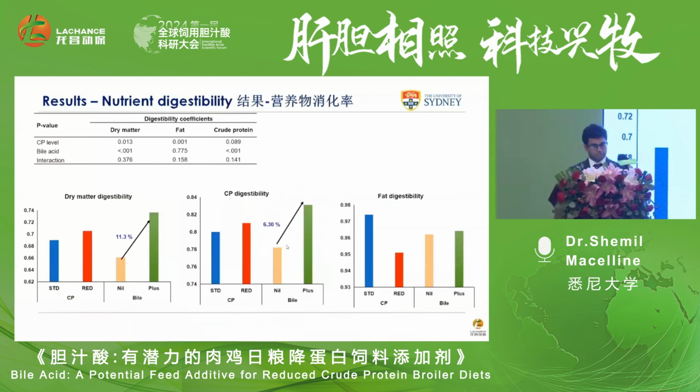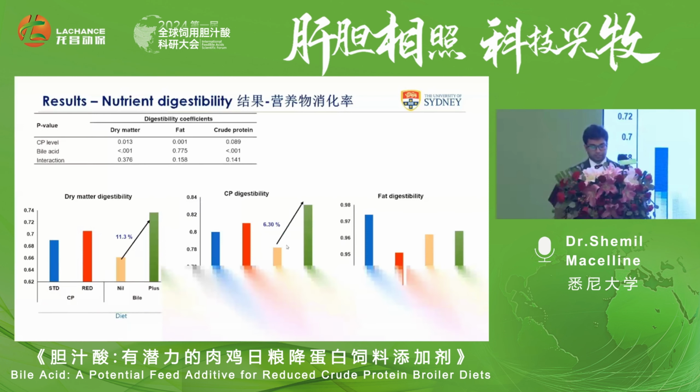When it comes to nutrient digestibility, as a main effect, dietary bile acid supplementation improved the dry matter digestibility by 11.3% and crude protein digestibility by 6.3%. But interestingly, fat digestibility was not affected by the dietary bile acid supplementation.